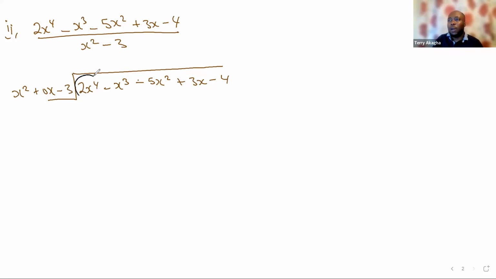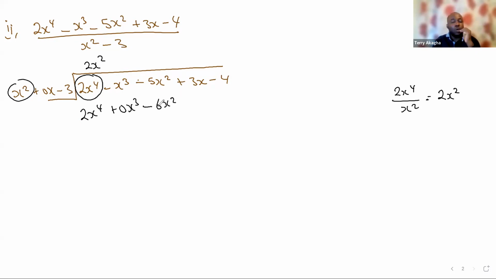We divide. Remember, it's only the first term you divide with. So we have 2x raised to the power 4 divided by x squared. And that will give you 2x to the power 2. So 4 minus 2 will give you 2. So you put the 2x to the power 2 here, you multiply, to give you 2x raised to the power 4, plus 0x cubed minus 6x squared. Does that make sense? So you always have to divide first. When you divide, then you multiply. Then we're going to subtract now, okay?